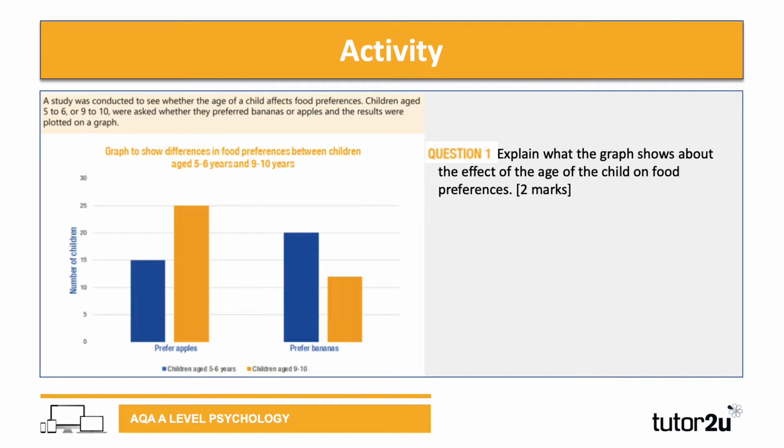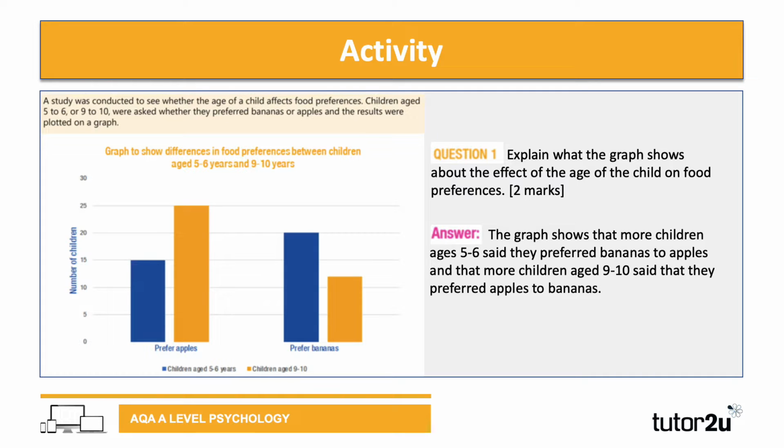So the answer here, again, you don't need to have this word for word, but hopefully you would have noticed that the graph shows that more children aged 5 to 6 said they preferred bananas to apples, and children aged 9 to 10 said that they preferred apples to bananas. So it's that simple. Just interpreting and describing the graph, what it's presenting.